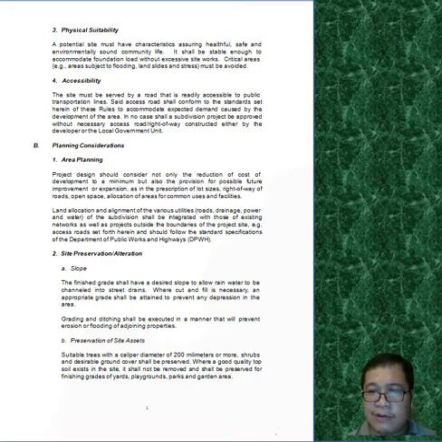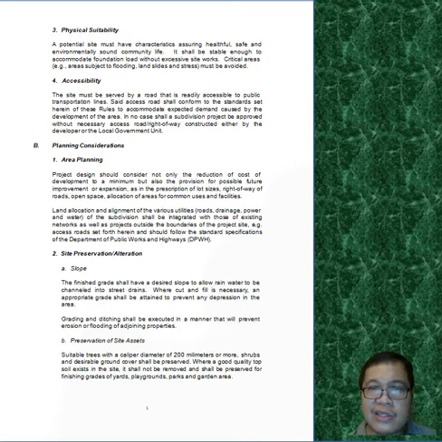Otherwise, it will fail. Because if it gets too expensive, of course, nobody would want to live there, in your socialized subdivision project. Okay. You have your B, the planning considerations, the area planning.